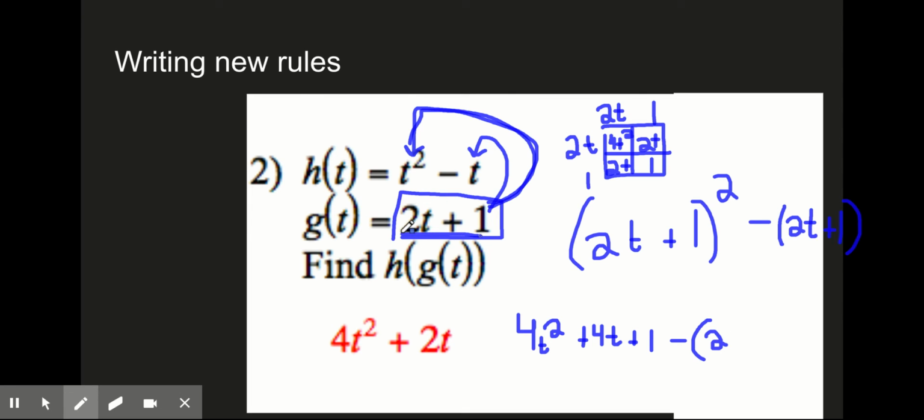The g of t is becoming the new input for h, meaning everywhere that I normally would replace just a number, here and here, becomes 2t plus 1. So that's going to be minus 2t, so suddenly that gets me from 4t to 2t. And 1 minus 1 is why there's nothing here, right? Plus 0. And that's how we get our new rule.